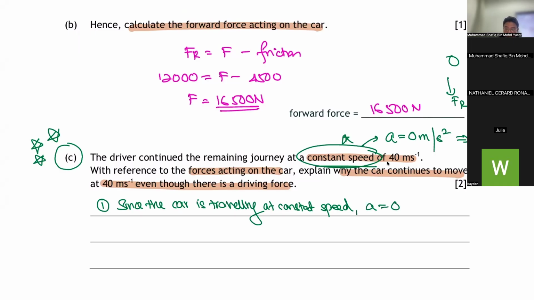Acceleration is 0. And hence, resultant force is also 0 Newton in this case. So that is the first point that we are looking for whenever you explain this. But that is not sufficient because after that, you need to explain why the resultant force is 0 at the end of the day.